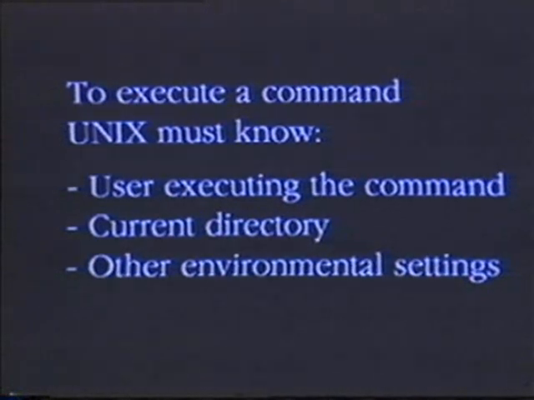The second thing you need to be aware of is how the Unix system executes programs. However, before a program can be run, the system has to know something about it, such as which user is executing it for the permission system, what's the current directory so it can move from there, and other environmental settings that we'll learn about shortly.